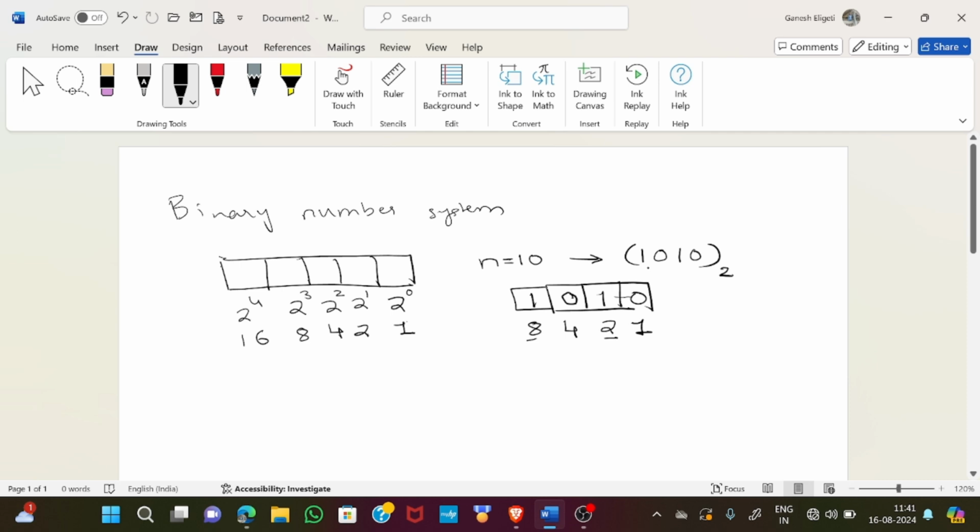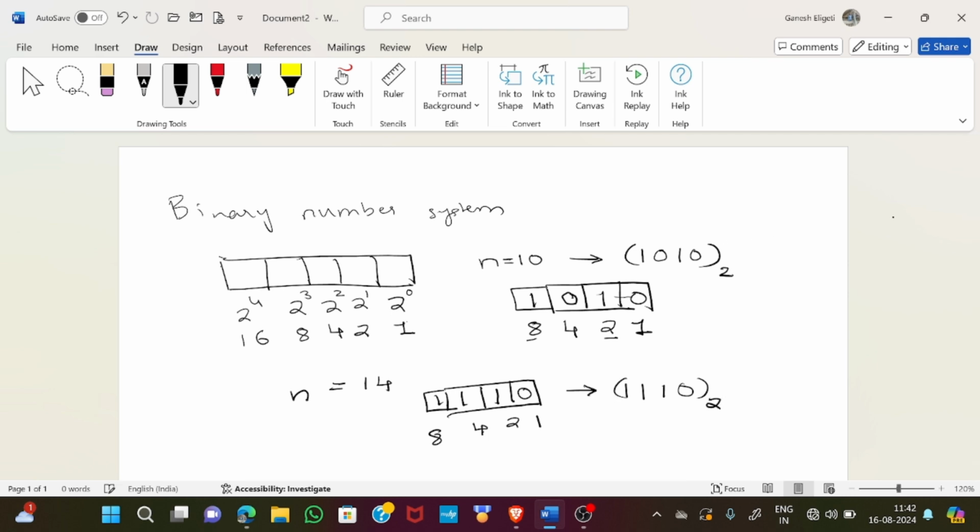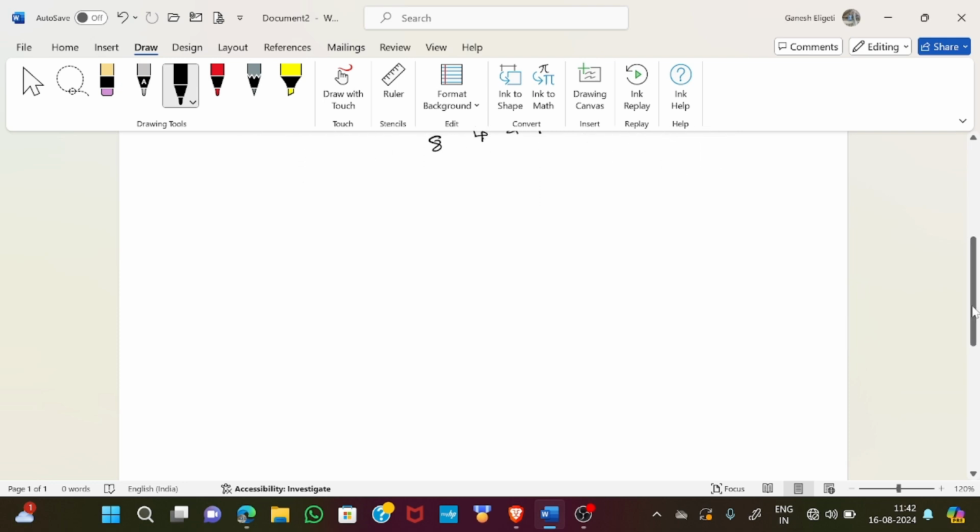Now, let's take another example. Suppose we want to represent 14. How will we represent this? Again, this is 8, this is 4, this is 2 and 1. 14 will be 8 plus 4, which is 12, and then 13, 14, which is 2. So this will be 0. So this will be 1, 1, 1, 0 in base 2. So this is how we represent binary numbers.